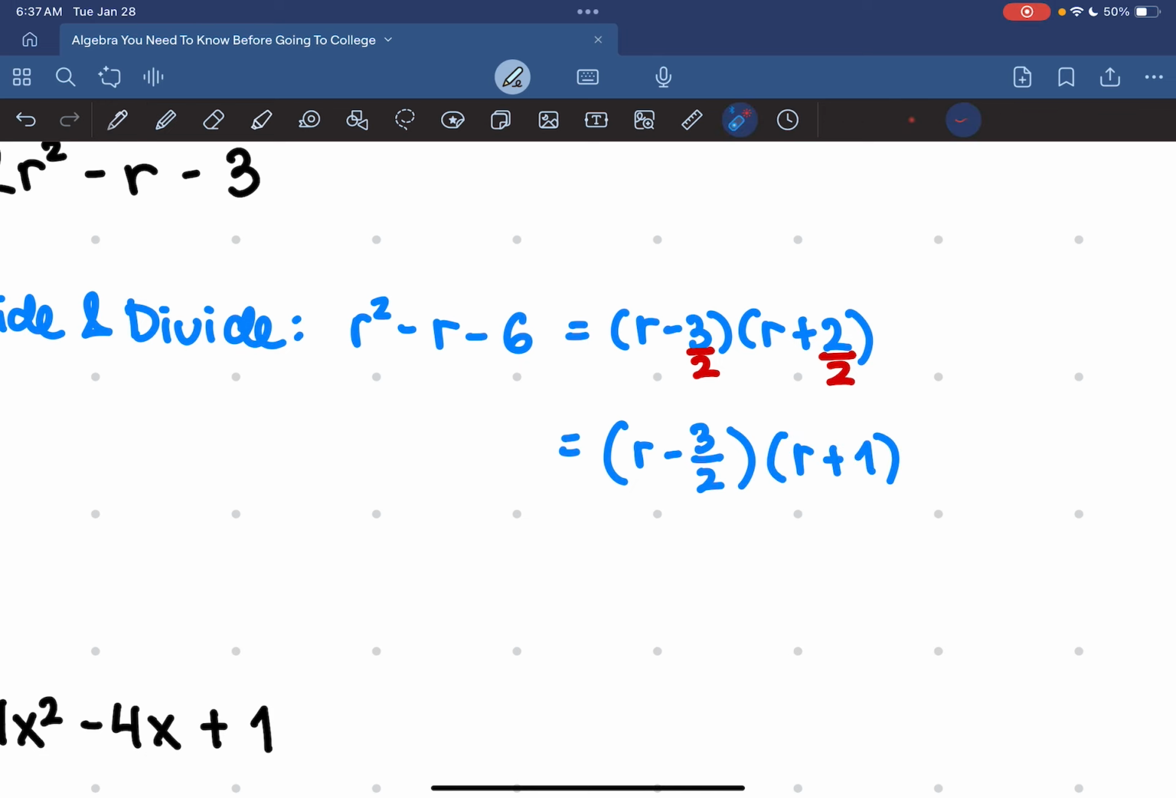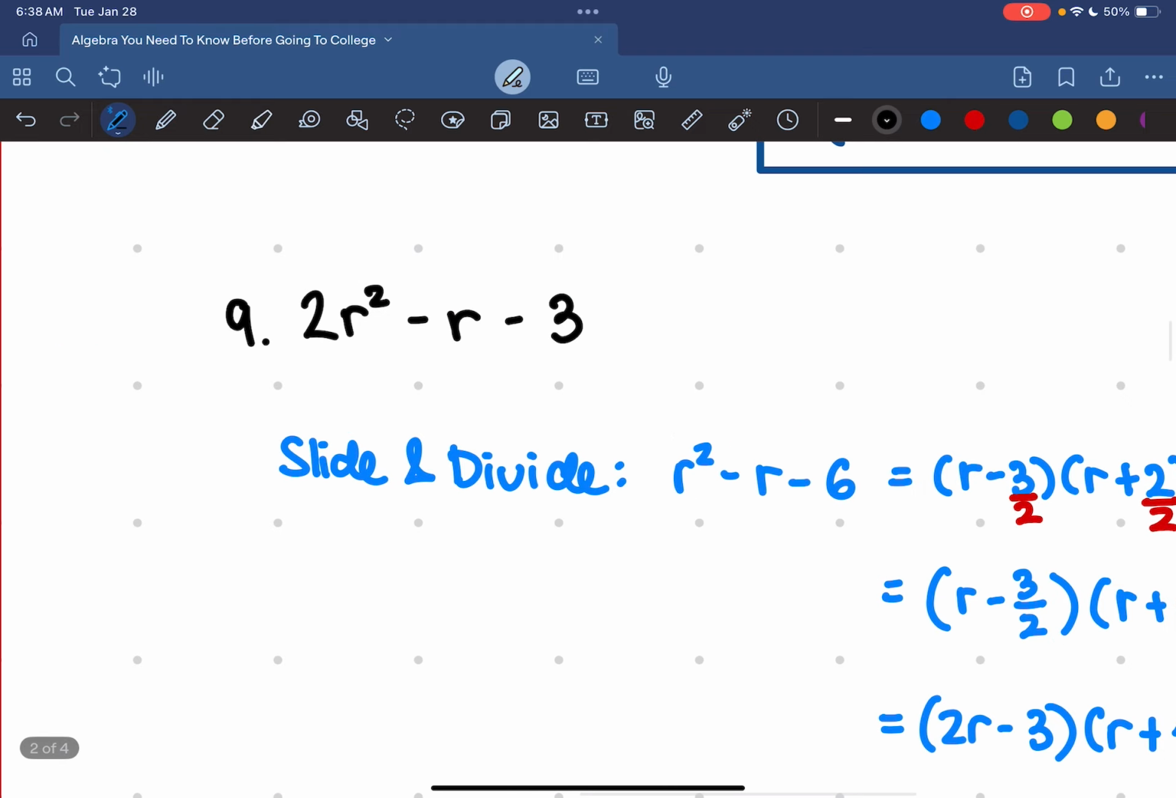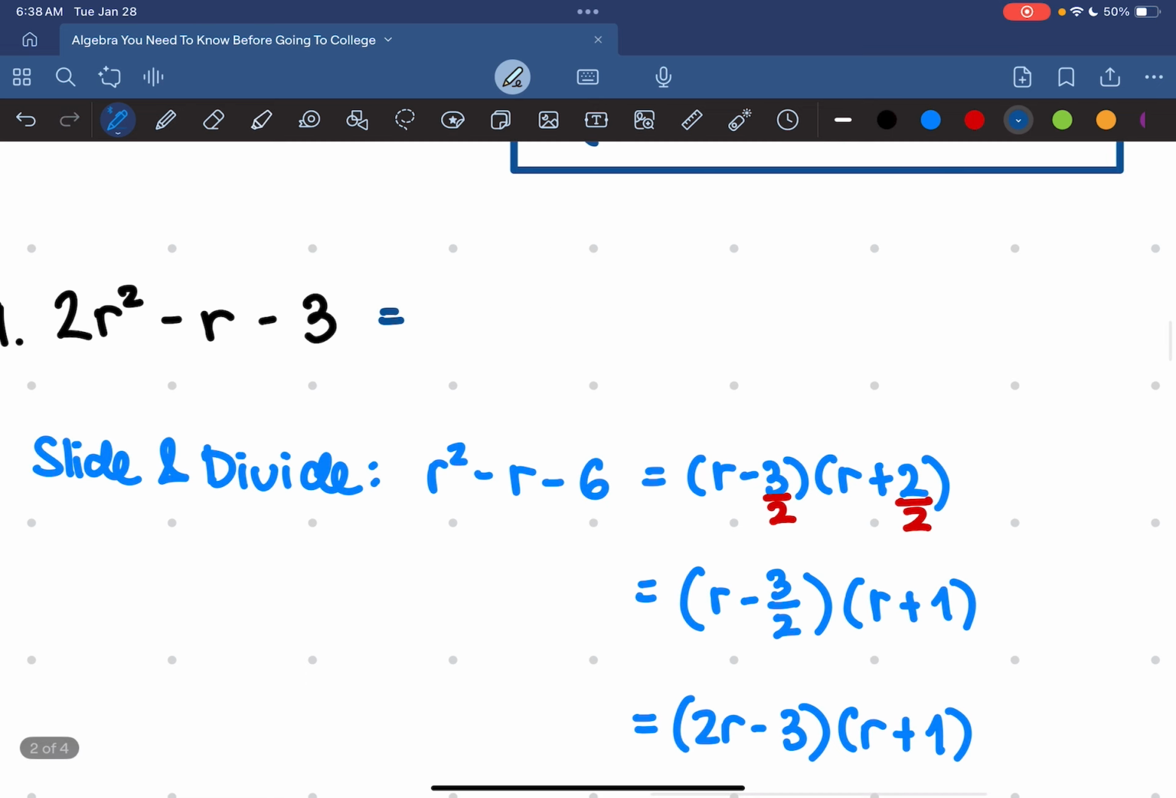Take note here that we don't really like fractions. So if there is a fraction here that can't be simplified anymore, we move the denominator back to the coefficient part. And so we'll have 2r minus 3 times r plus 1. You can check that that is the correct answer for this one. If you multiply it, we'll get this one. Oops, let's use a different color. So this will be 2r minus 3 times r plus 1.